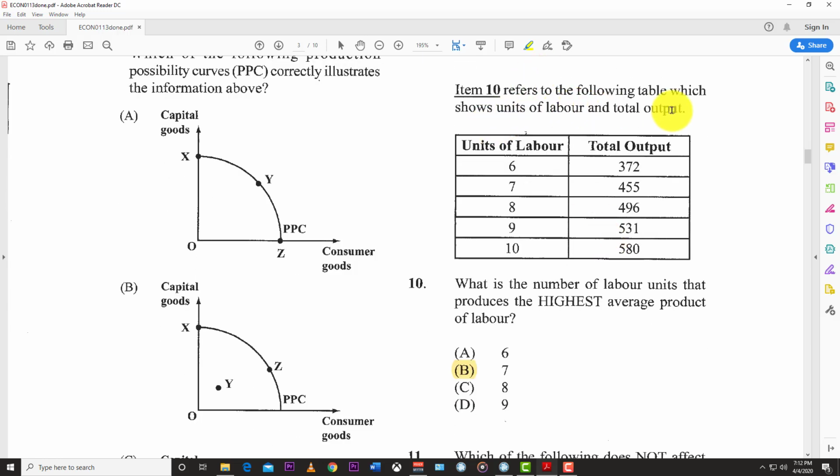Number 10 refers to the following table, which shows units of labor and total output. You have them here. And so the question asks, what is the number of labor units that produces the highest average product of labor? And of course, to find average, you have to divide the output by the units. And so when you do that, you'll see that the best answer here is B, which is 7. When you divide 455 by 7, you get around 65, I think, and so that would be the answer for that one. That's the highest one. All the rest are less than 65.